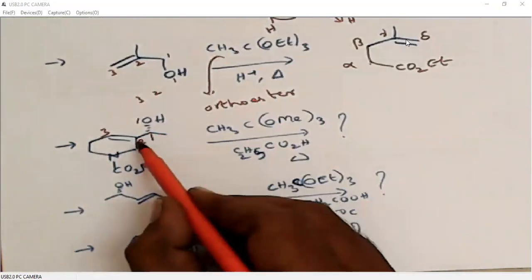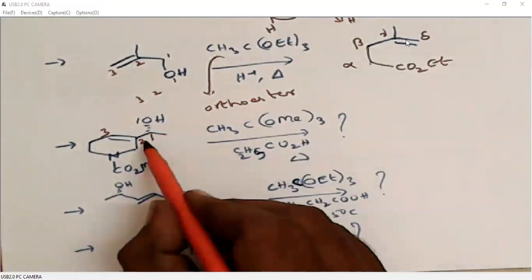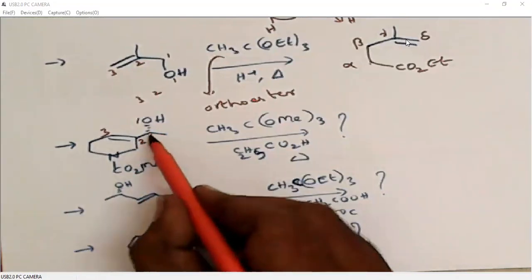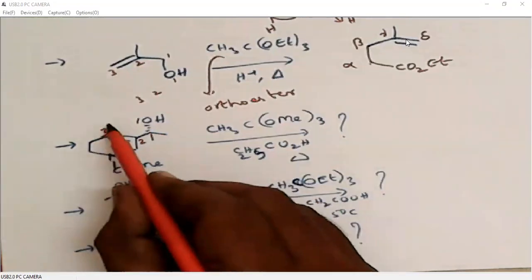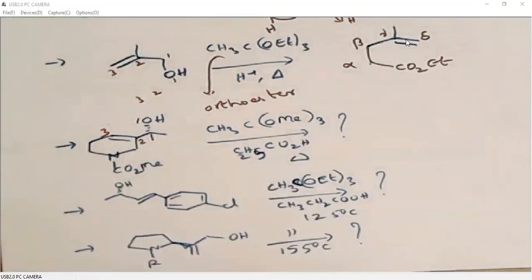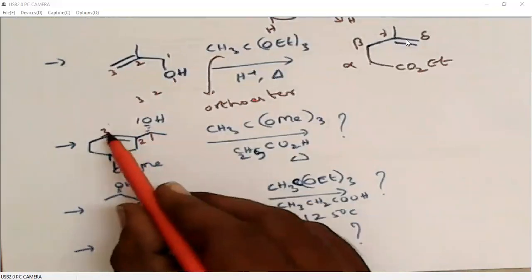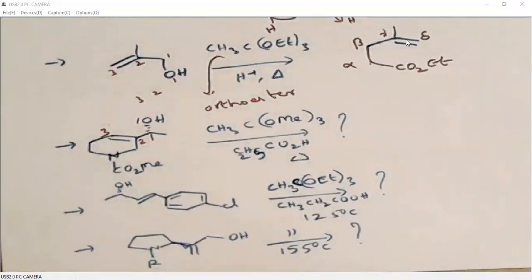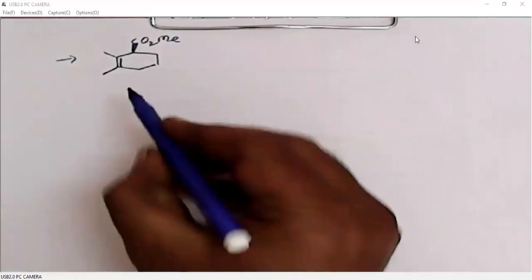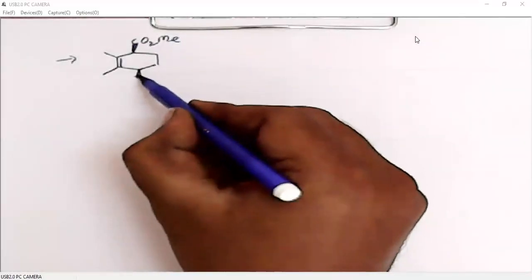Then we will give gamma comma delta here. Then it becomes beta, then alpha, then ester group. So it is very simple. The stereochemistry, because it is alpha, here also we will get alpha.